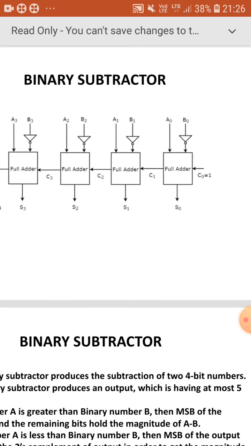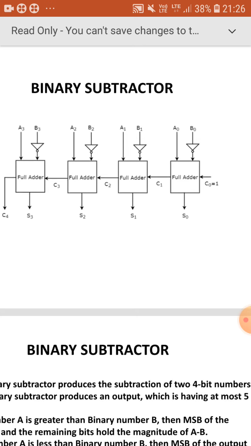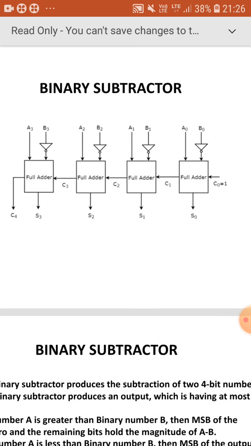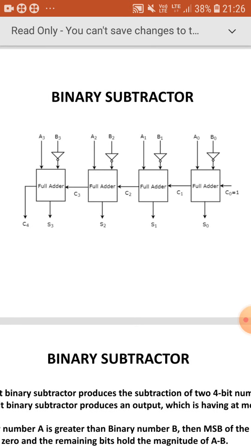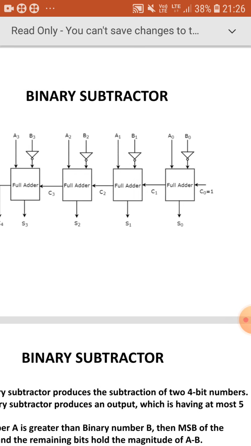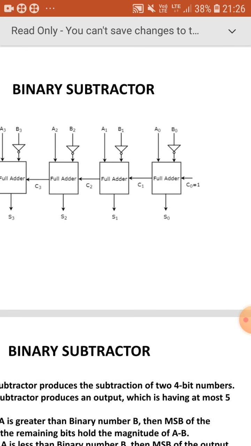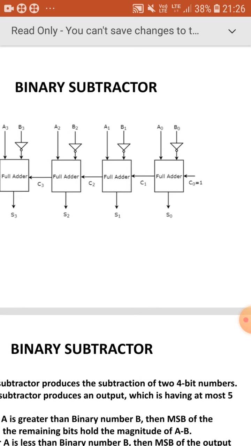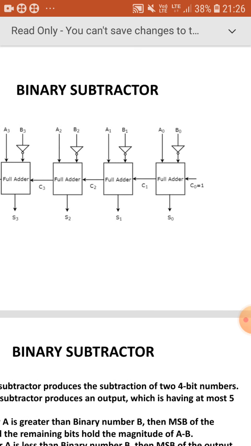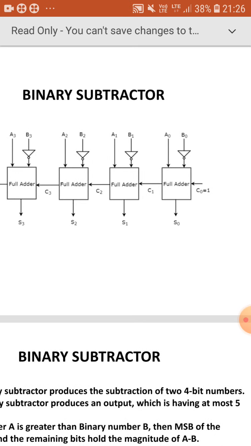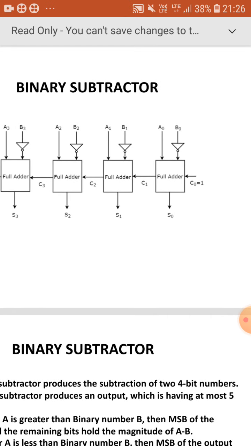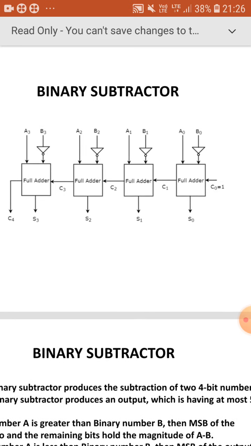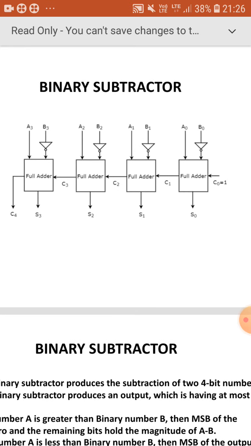Now I am setting C0 equal to 1 to get the 2's complement. A plus 2's complement of B gives A minus B. Now in the first full adder I am applying A0, then B0 bar, the output of the NOT gate, and C0. C0 is equal to 1. The full adder adds A0, B0 bar and 1. Then the result will be S0 and C1. S0 is the sum bit, C1 is the carry bit.